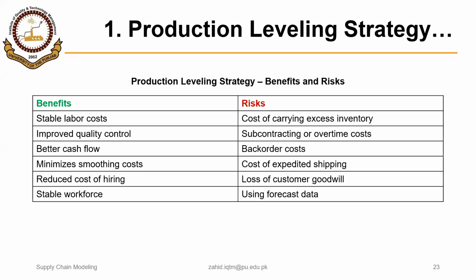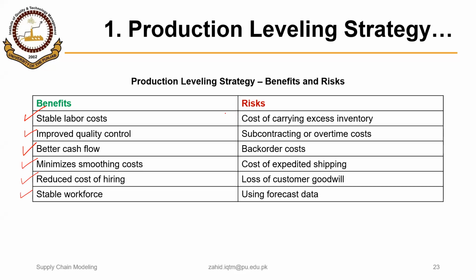So here is a summary of benefits and risks of using production leveling strategy. Benefits include stable labor costs because we are having a stable production rate, improved quality control because of consistent production quantity. We can devise a solid quality control system, better cash flow, minimum smoothing costs. We do not need to adjust the production levels, so that cost is minimized. So is the cost of hiring. And actually the first and the last point are related. So we are having a stable workforce, so the labor costs are also stable.